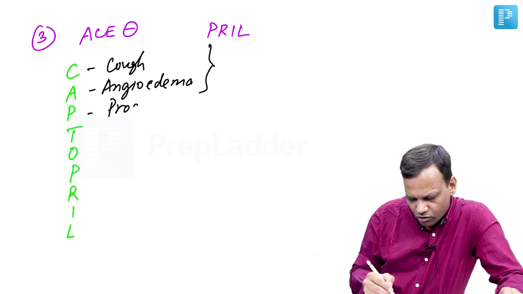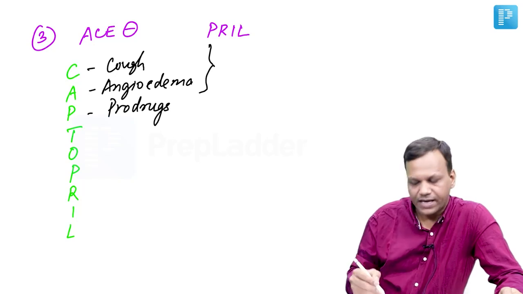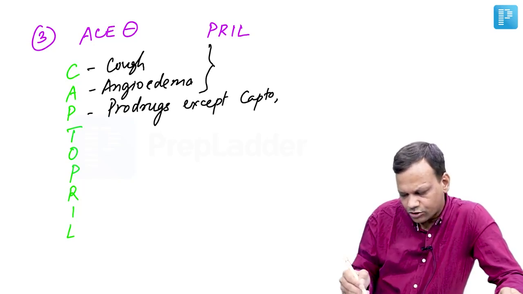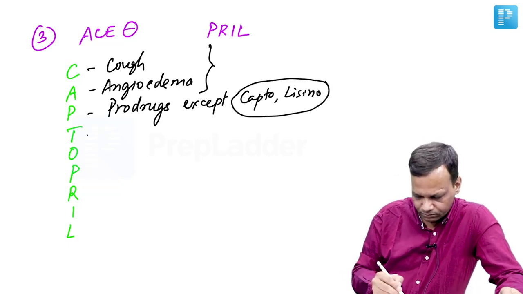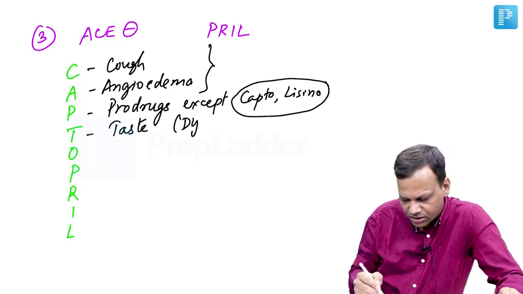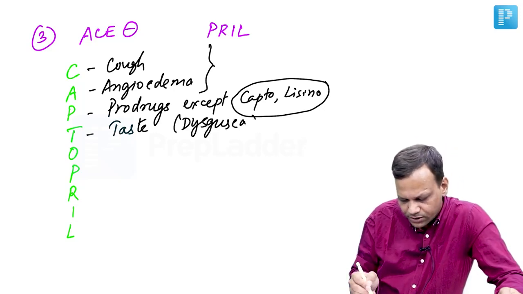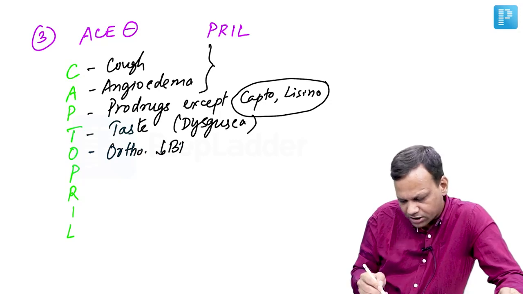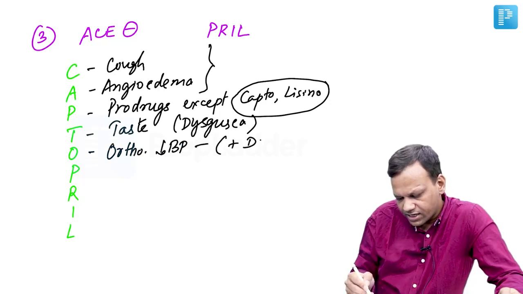Then most of the ACE inhibitors are prodrugs except two prils. One is captopril and second is lisinopril. They are not prodrugs. All others are prodrugs. Then they can cause disturbance of taste known as dysgeusia. They can cause orthostatic hypotension, postural hypotension, particularly when combined with diuretics.